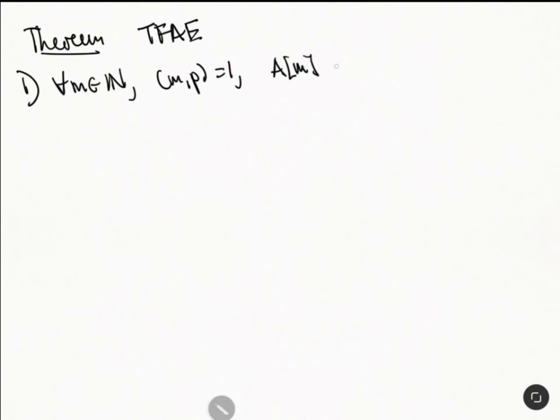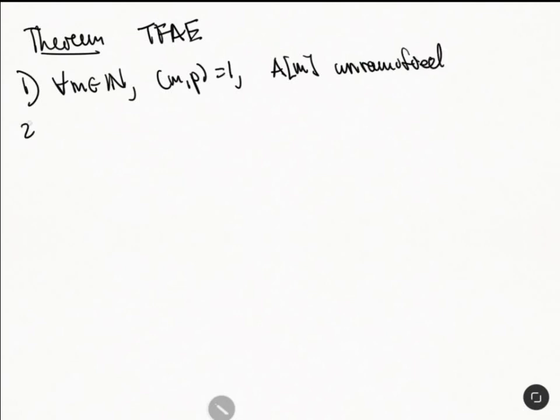So this is the Serre-Tate version of the Néron-Ogg-Shafarevich theorem. It says that the following are equivalent for an abelian variety A over K. The first condition is that for all m in the natural numbers which are coprime to p, let's say m is not equal to 1, A[m] is unramified.